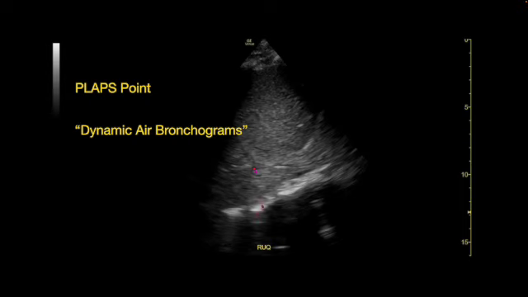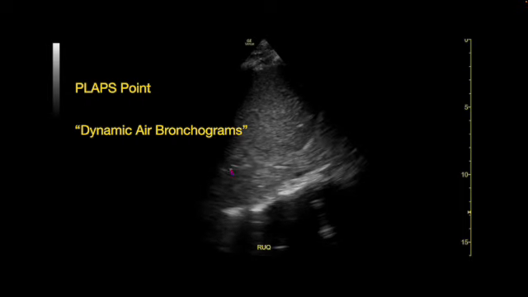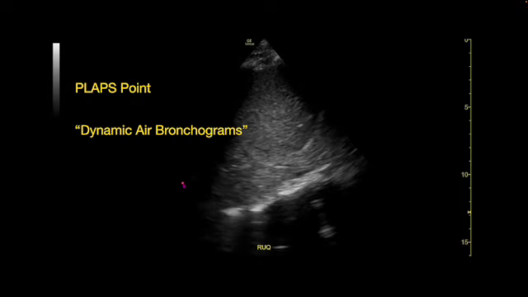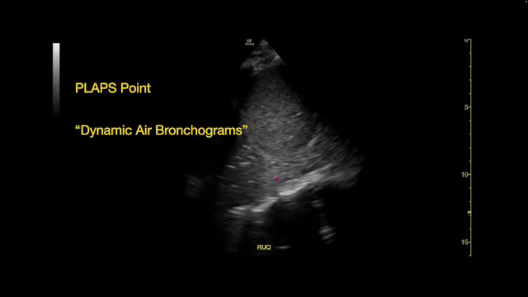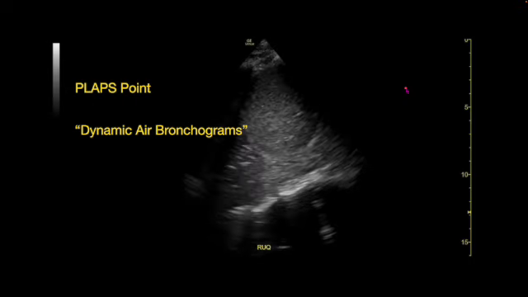And basically, this is atelectatic lung filled with fluid in the alveoli. Okay, and this is air bubbles percolating in that fluid, usually an exudate, usually a pneumonia. Now, when the lung becomes atelectatic and it looks like the liver, we call that hepatization. That is a very well-organized pneumonia.